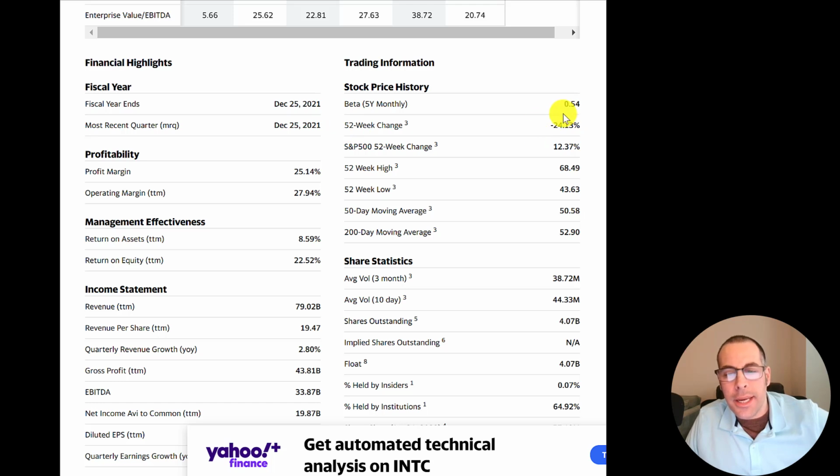The stock has gone down 24% in the past 52 weeks, while the S&P 500 is up 12%. The 52-week low is 44, the high is 68, and the 50-day moving average is 50.58. If you summed up the last 50 trading days and divided by 50, that would give you the 50-day moving average, and then the 200-day moving average.